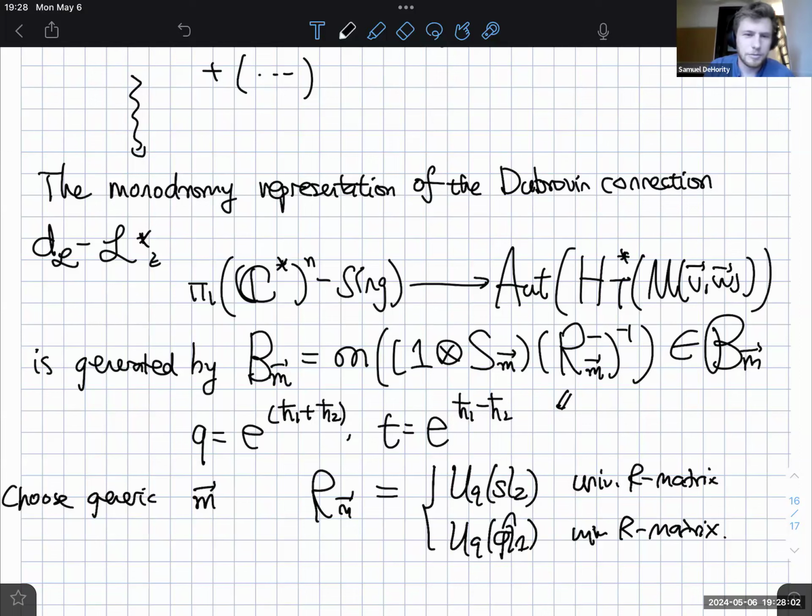Can you say a little bit more about how the quantum difference operators degenerate to the Dubrovin connection? Where do the higher powers of these E and F gammas go?